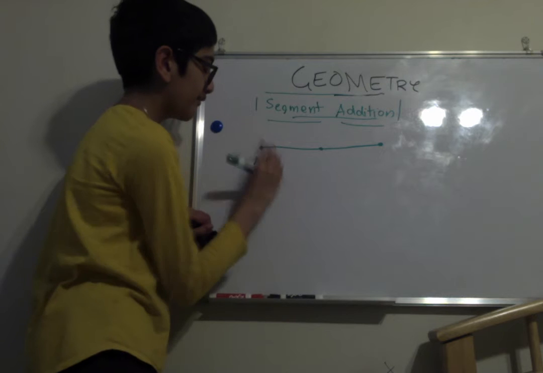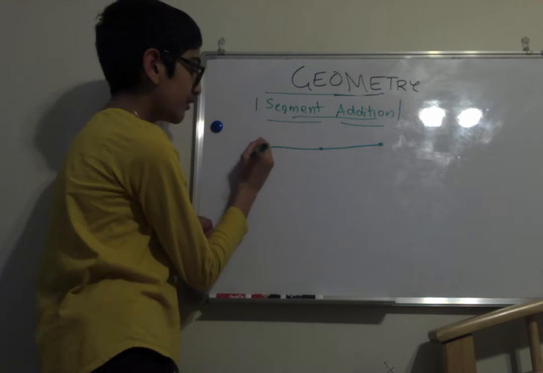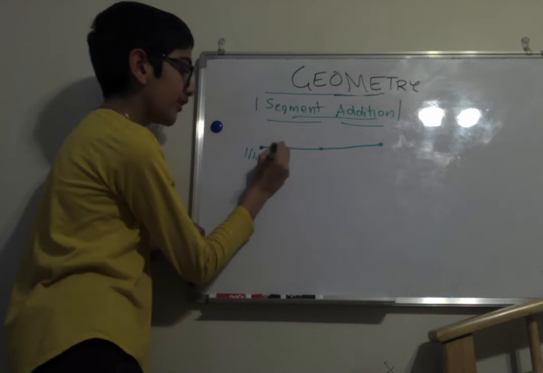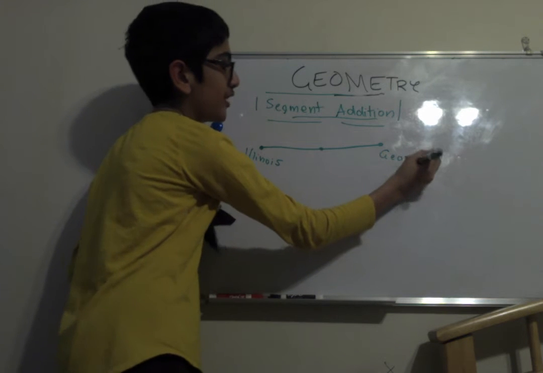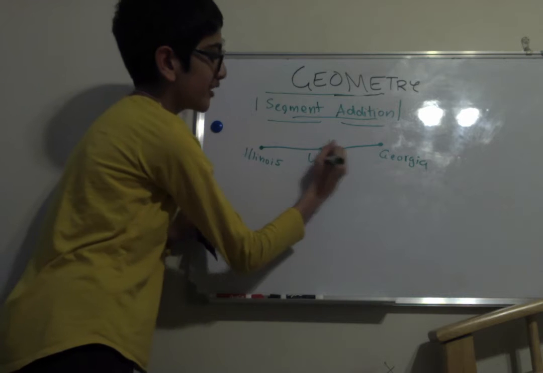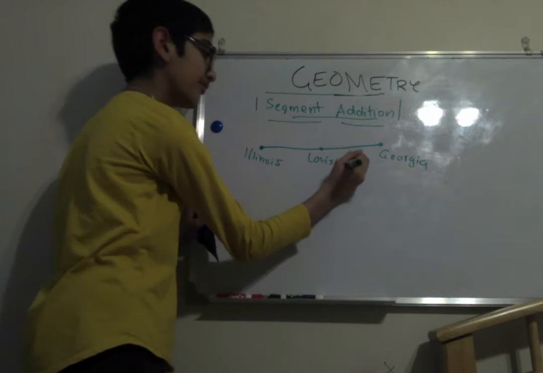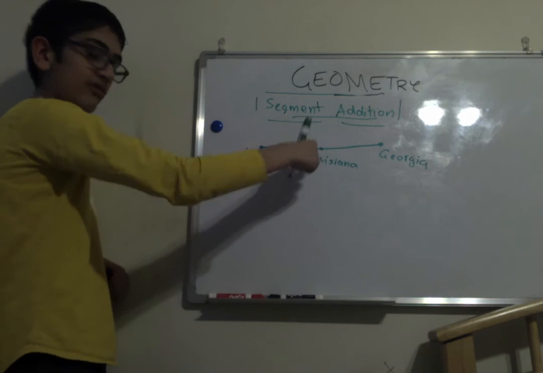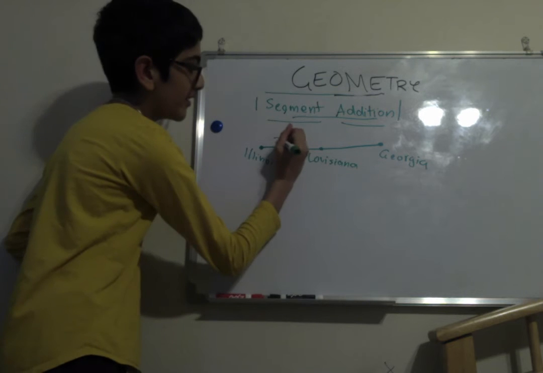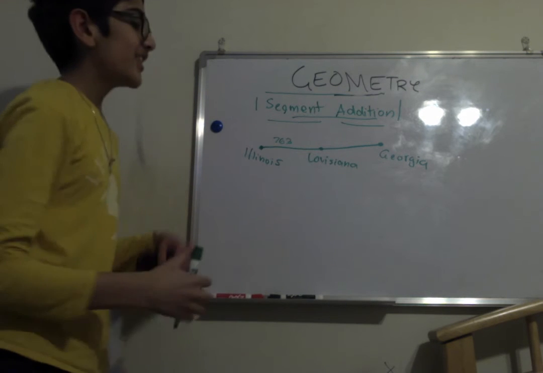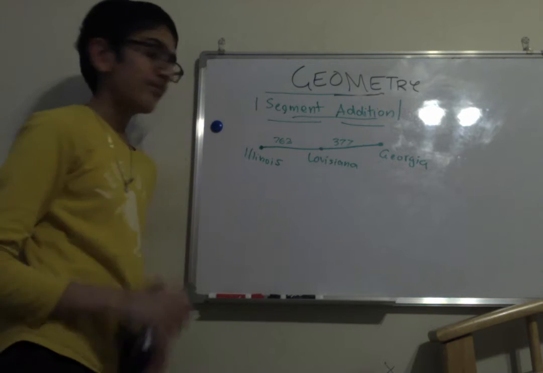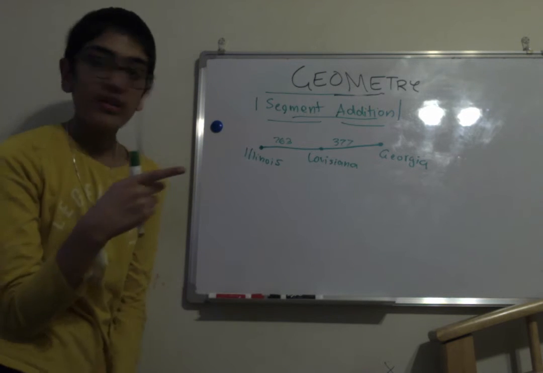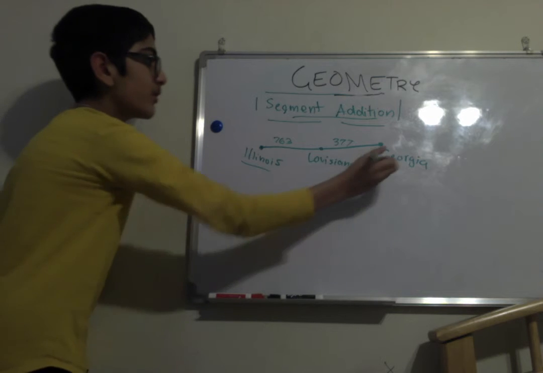We have our point. Let's say we live in Illinois, and we want to go all the way to Georgia, and we stop in the middle of Louisiana, okay? And the distance from Illinois to Louisiana is 763, and the distance between Louisiana and Georgia is 377, okay? So, what is the distance between Illinois and Georgia?